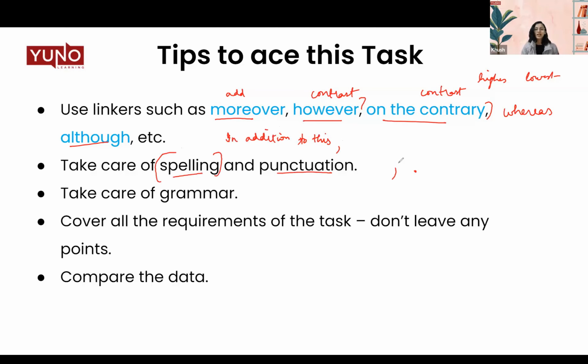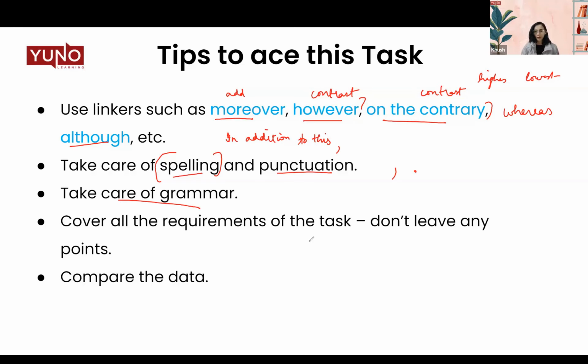If you see the chart and there are spellings given to you, make sure you are correctly quoting the data or the groups that are given to you. Take care of your grammar. Grammar, as I talked about the tenses, apart from this, subject verb agreement, the kind of verbs that you're using, are they all in alignment?